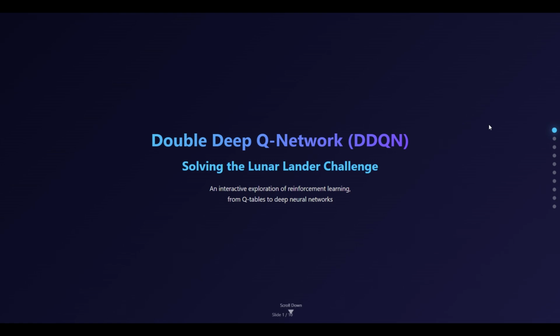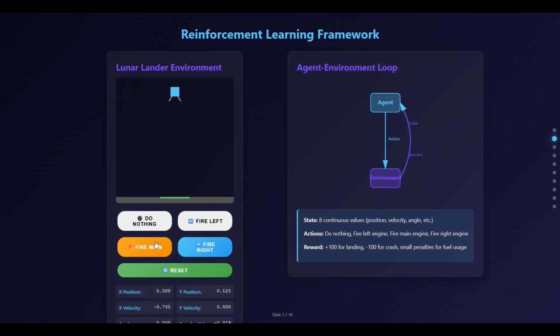Imagine you're trying to land a spacecraft on the moon. You've got thrusters, physics, and a whole lot of ways to crash and burn. Today, we're going to explore how an AI learns to do this, not through programming every single scenario, but by learning from experience, just like we do. So here's our Lunar Lander. See how it responds to actions?